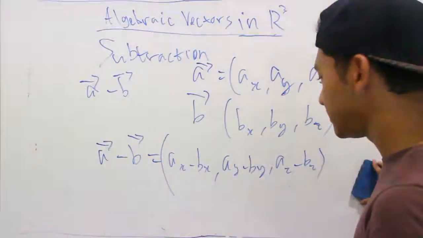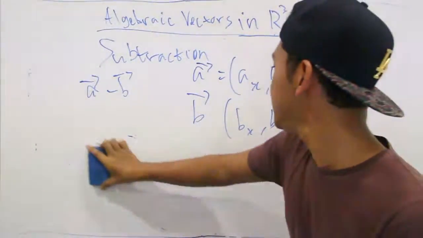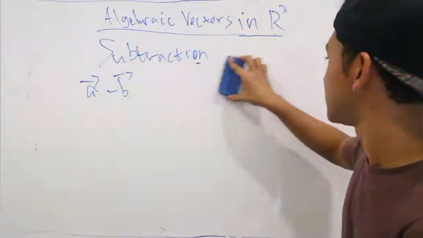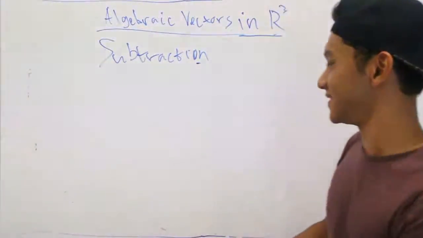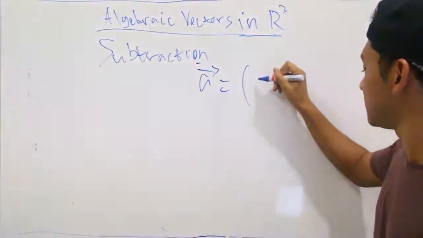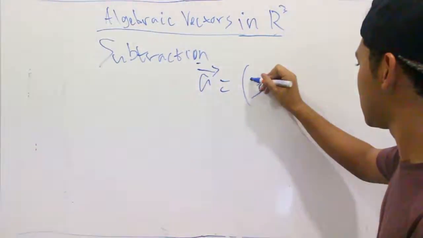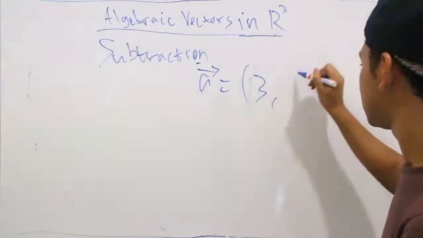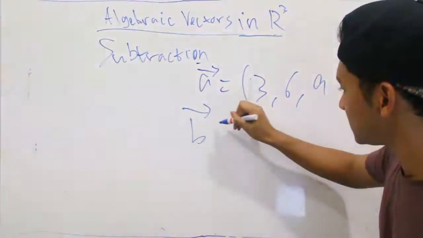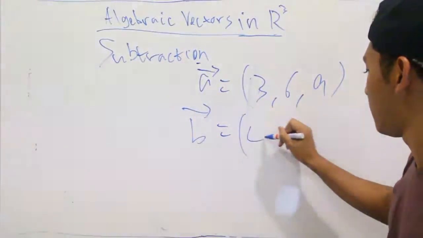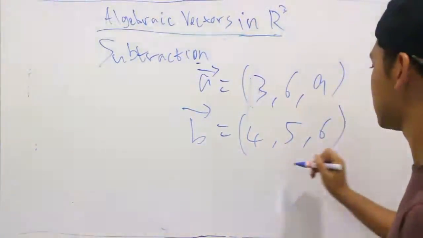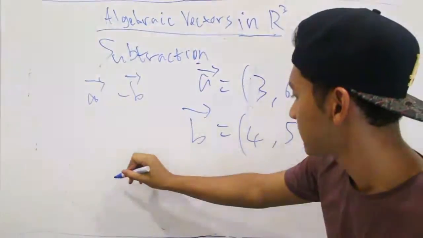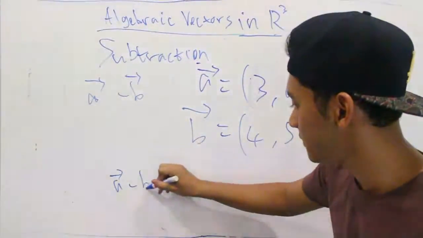Okay, now let's use numbers to make everything easier. Let's say vector A has the coordinates 3, 6, 9, and vector B has the coordinates 4, 5, and 6. We want vector A minus vector B.